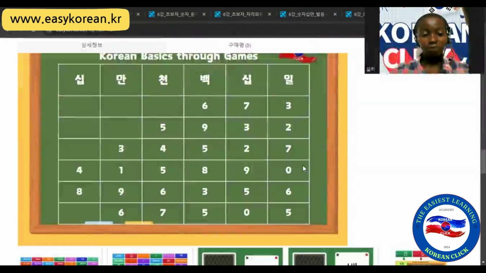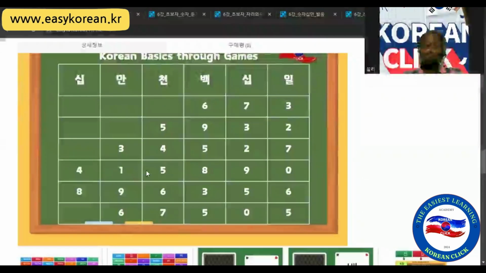5,890. So from that, if you want to say 15,890, 잠시만요. 15,890, you say 10, 잠시만요. 15,890, that will be 10만, 10만. 잠시만요.